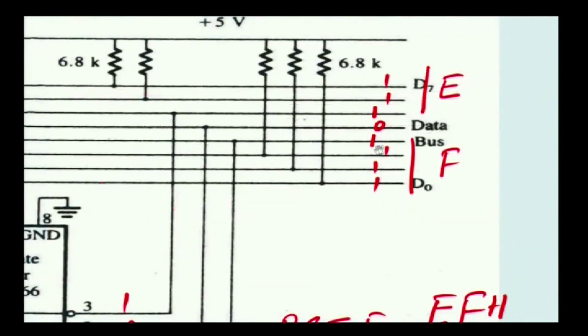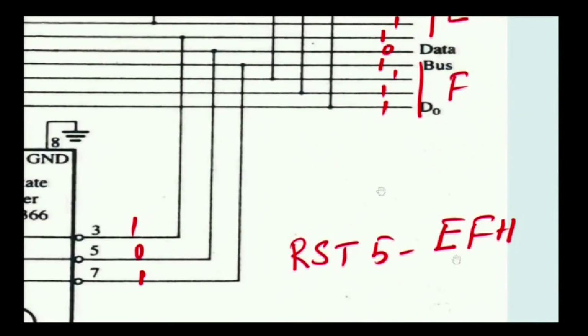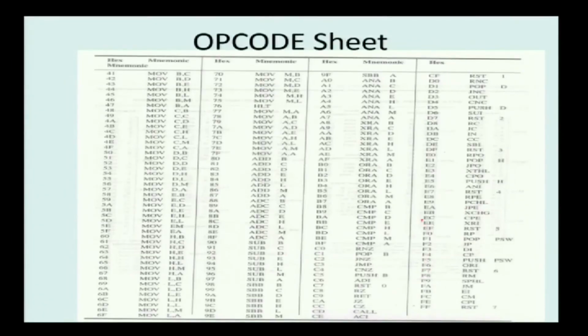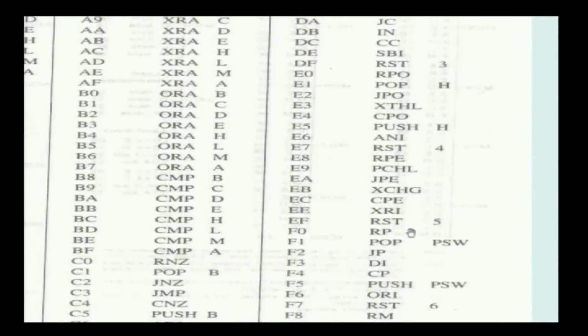So, we are changing only the 3 inputs which are connected to D3, D4 and D5 from the encoder. We are sending the I5 low signal, so the corresponding binary equivalent 1 0 1 is generated, the remaining signals are high, and from that we calculated the value as E F. So, for RST 5 we have the E F signal. From this opcode sheet you can identify whether it is properly received or not. So, RST 5 has E F H.